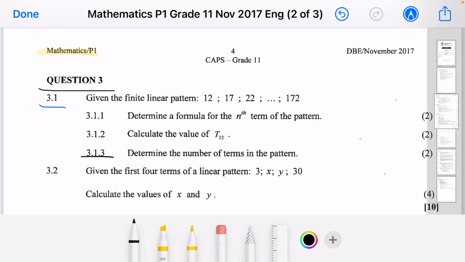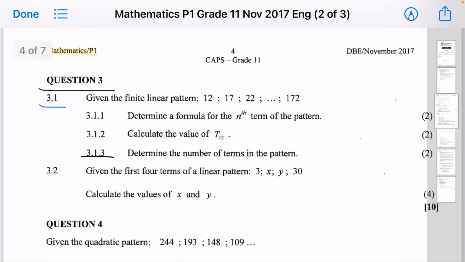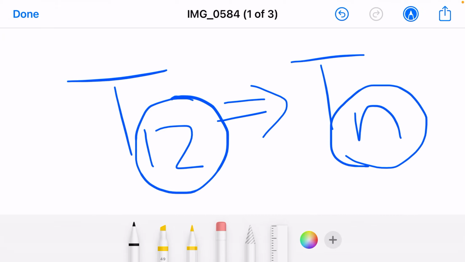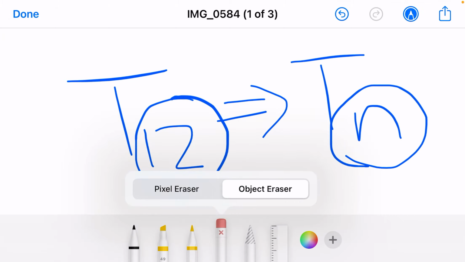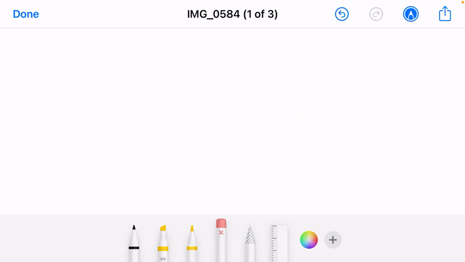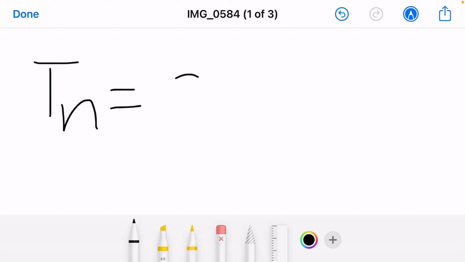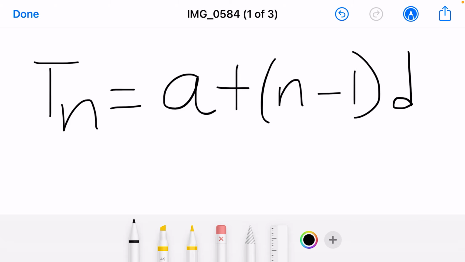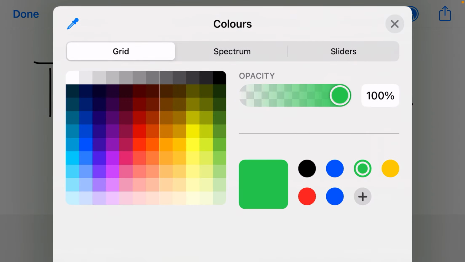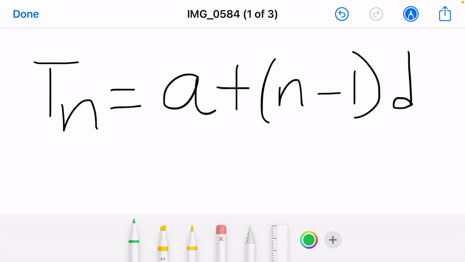So ladies and gentlemen, obviously what the question wants you to calculate, let me just try to explain on this side. Ladies and gentlemen, I just want you to understand. Remember, we've got the formula which says Tn equals a plus (n minus 1) d. Okay, so what the question wants you to calculate, ladies and gentlemen, it's that n. This is that n, ladies and gentlemen. That's exactly what they want you to calculate.